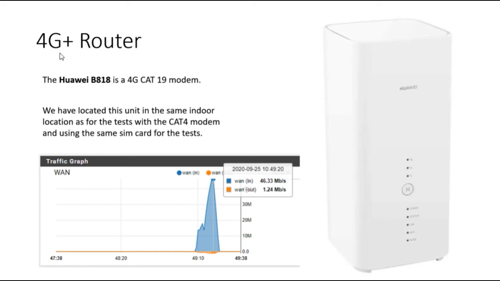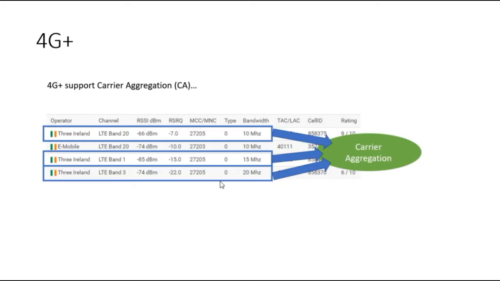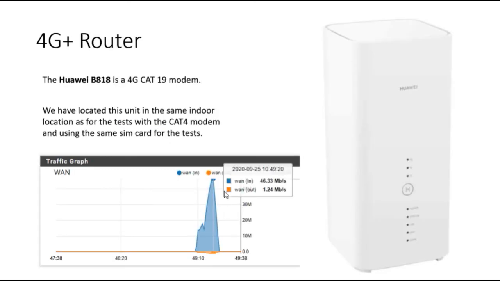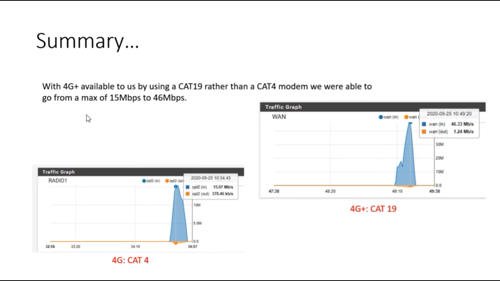Now that's where you have 4G plus. It's bringing all these 3 carriers together to be able to deliver us this 46 megabits per second. So in summary, you can see the category 4 here at 15 megabits per second. That was the best speed we could see on band B1. And with carrier aggregation, you can see 46 megabits per second. So if you're chasing speed, you want 4G plus.